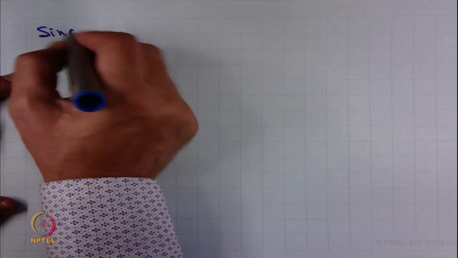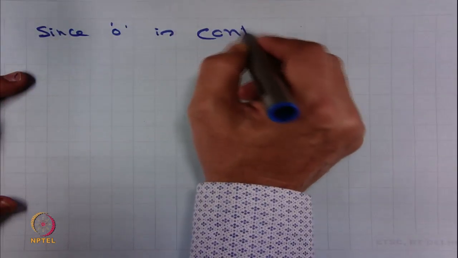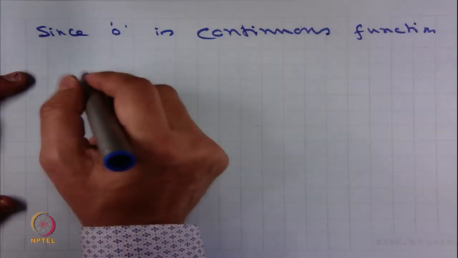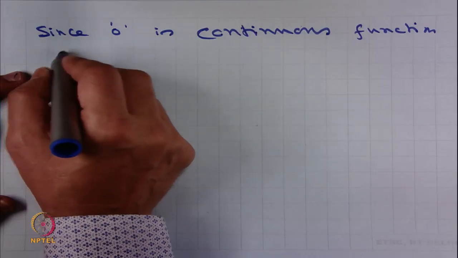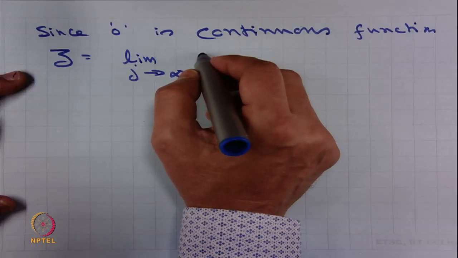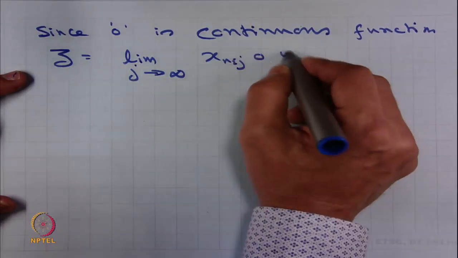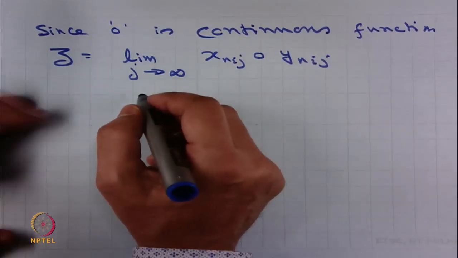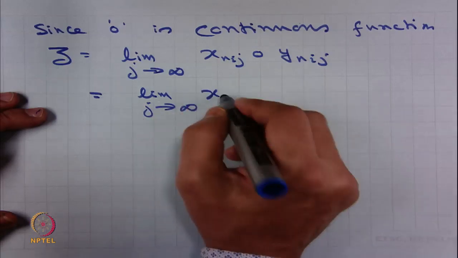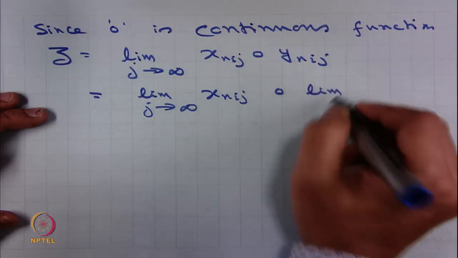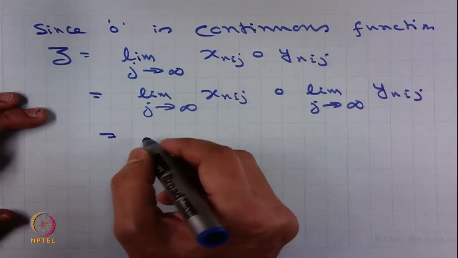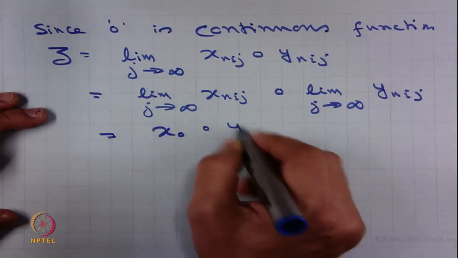Now, since the operation is a continuous function, z is equal to limit j going to infinity x n i j of y n i j, which is equal to limit j going to infinity x n i j of limit j going to infinity y n i j, which is equal to x naught of y naught.